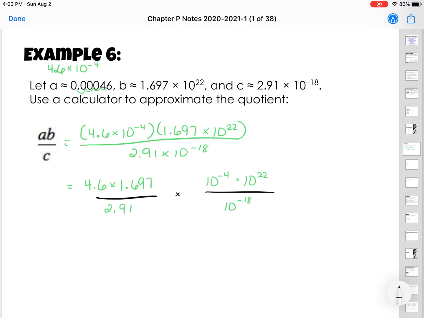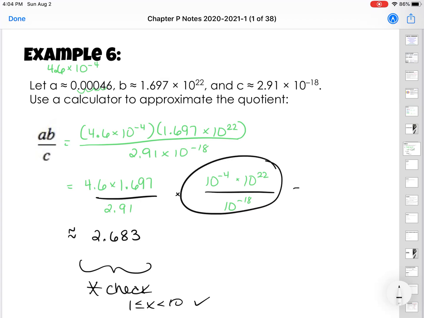All right, so the next thing I want to do is multiply these numbers together. So I want to multiply 4.6 times 1.697 divided by 2.91. So that will give me about 2.683. Now, I want to always double check that this is between 1 and 10. This time it is. If not, I may have to adjust and change the exponent on the 10.